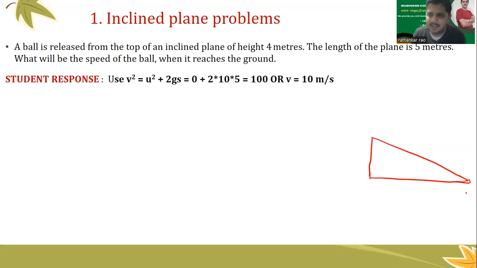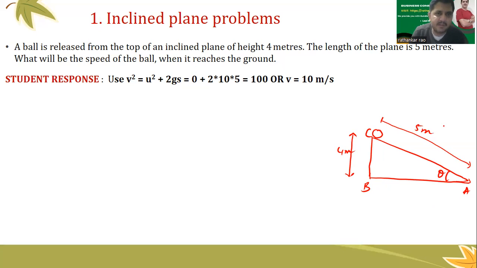As you know, in an inclined plane, let us label it A, B, and C. And this will also have some angle theta here. Now, a ball is released from the top of an inclined plane. Here we are releasing it. Then of height 4 meters, which is the height here. This is my height, 4 meters. And then the length of the plane is 5 meters, which means starting from here until here, it is 5 meters. This is also given.